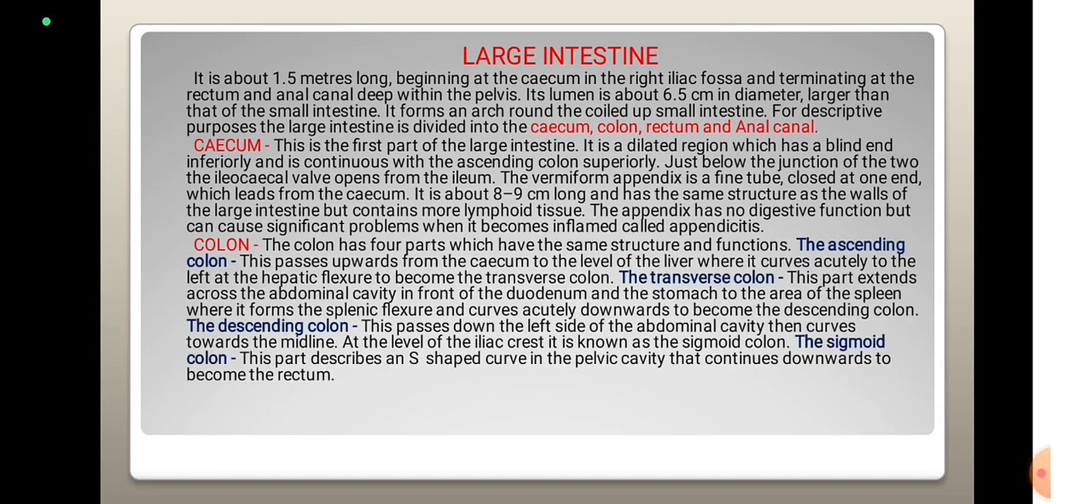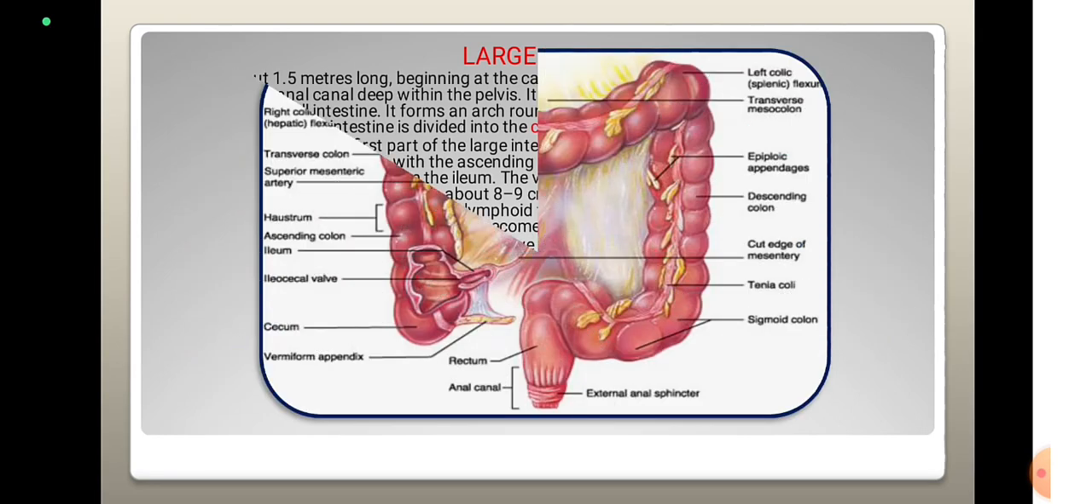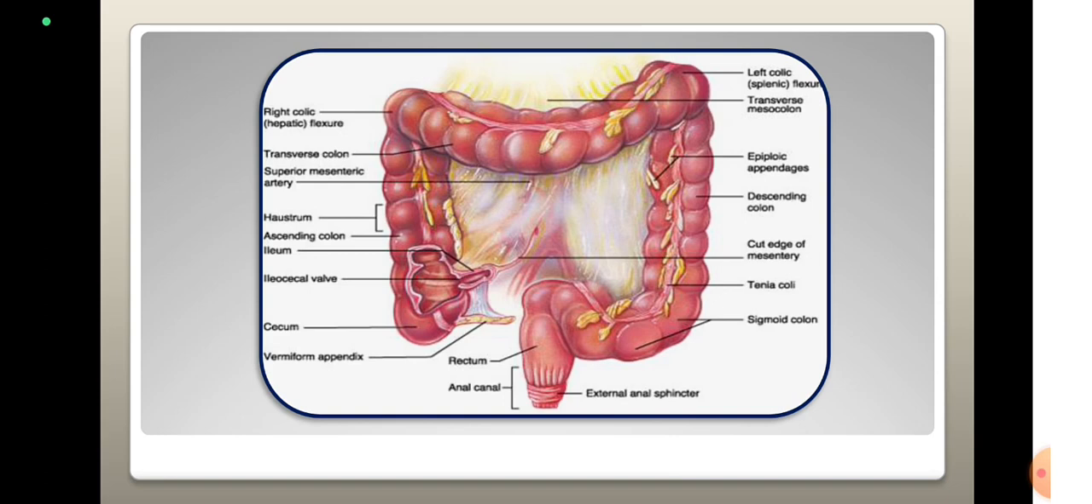Colon. The colon has four parts which have the same structure and function: the ascending colon, transverse colon, descending colon, and the sigmoid colon. Sigmoid colon. This part describes an S-shaped curve in the pelvic cavity that continues downwards to become the rectum. Look at the picture. It is the large intestine and different parts of the large intestine.